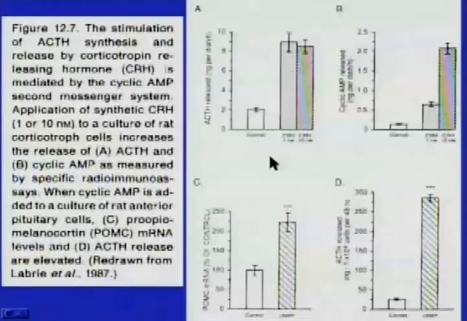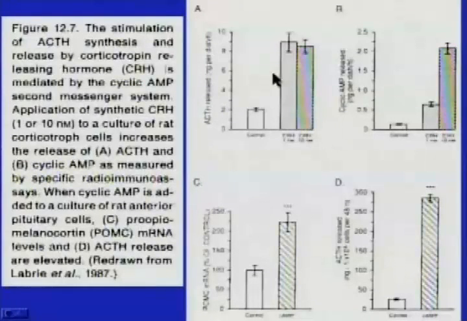So here we begin to look at figure 12-17, and things begin to get a little bit complex with interpreting this figure, but that's our task at hand, to develop that skill. So let's go through the legend first. The stimulation of ACTH synthesis and release by corticotropin-releasing hormone is mediated by the cyclic AMP second messenger system. So if we apply synthetic CRH to a culture of rat corticotroph cells, there will be an increase in ACTH, cyclic AMP, and the POMC, proopiomelanocortin, messenger RNA, and ACTH release, shown in panels A, B, C, and D, respectively.